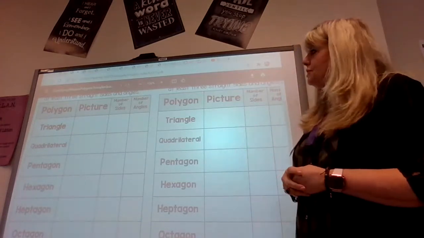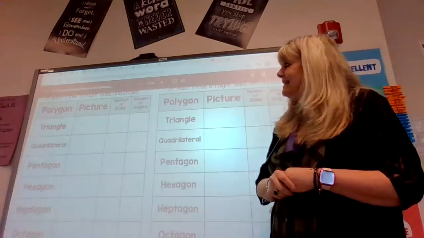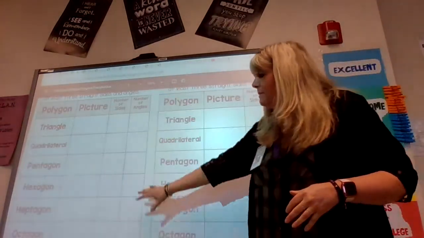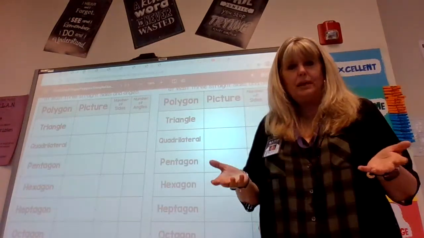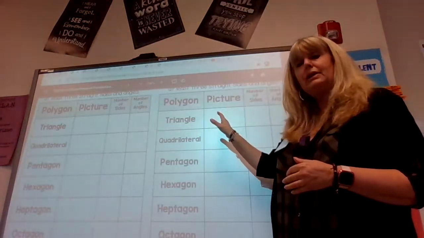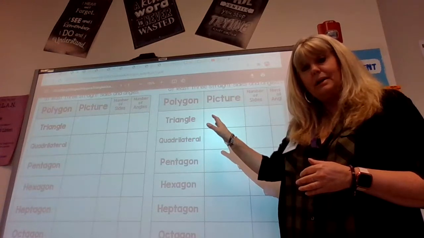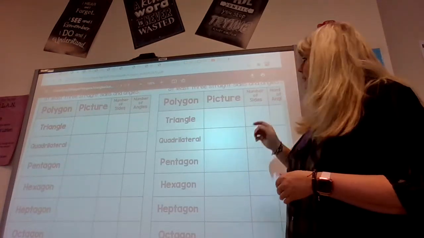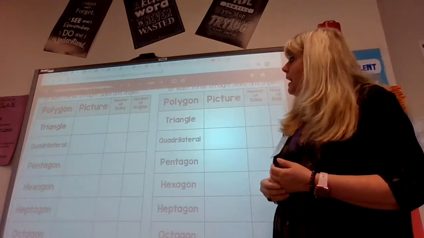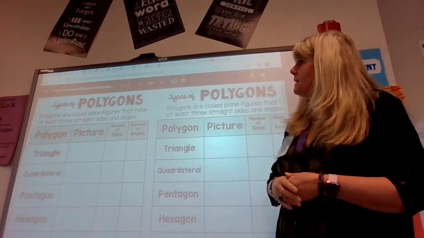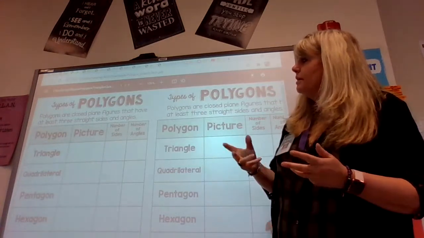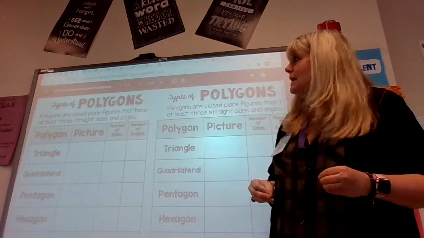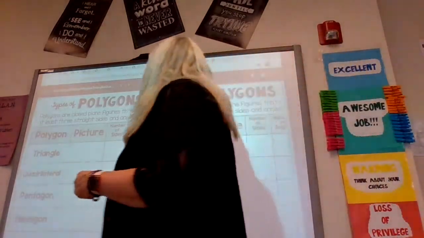So you're going to draw a picture, then you're going to write how many sides it has, and then you're going to write the number of angles, okay? So you're only going to be doing one of these sheets. You might have to look up and reference what the picture looks like. Then again, number of sides and number of angles. And this one is called types of polygons. And remember, polygons are a closed figure, a plane figure that has at least 3 straight sides and angles.